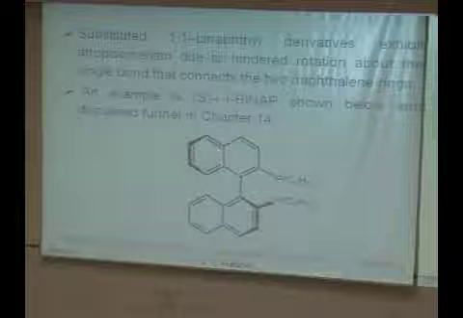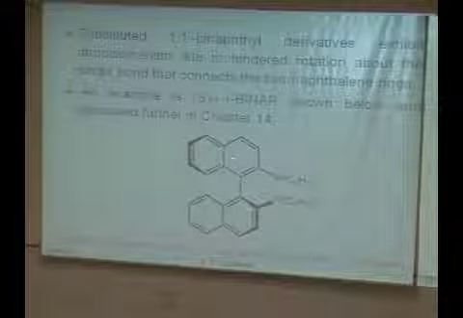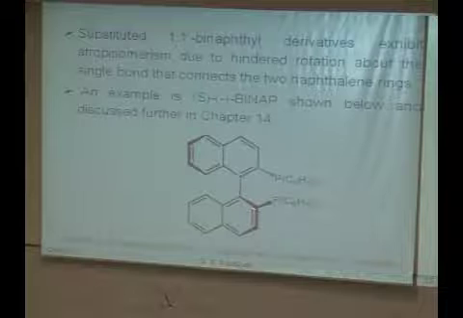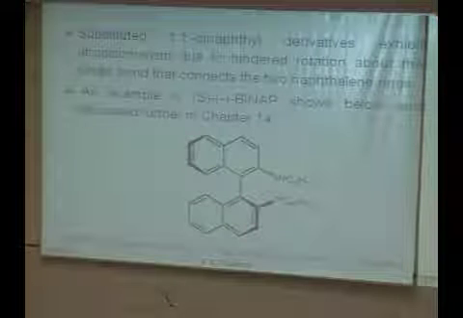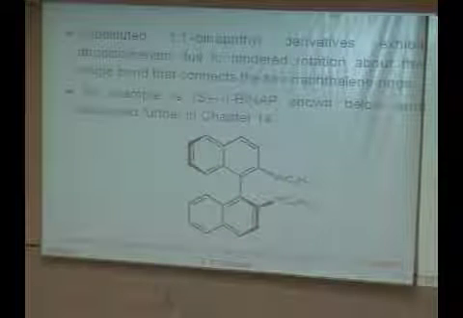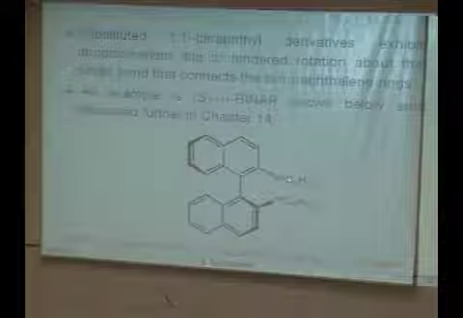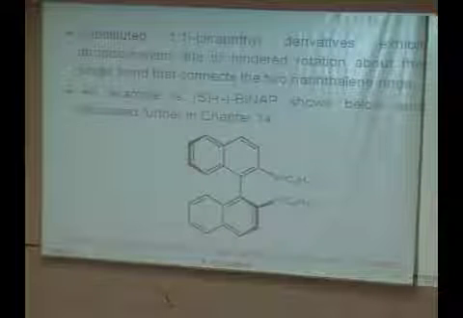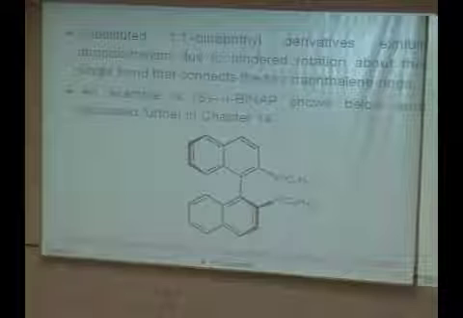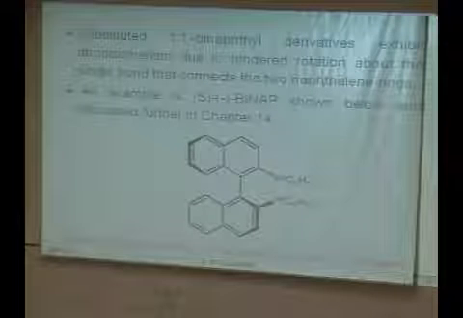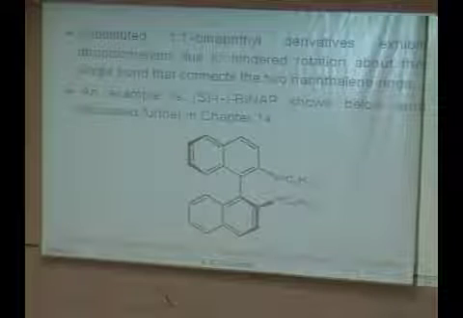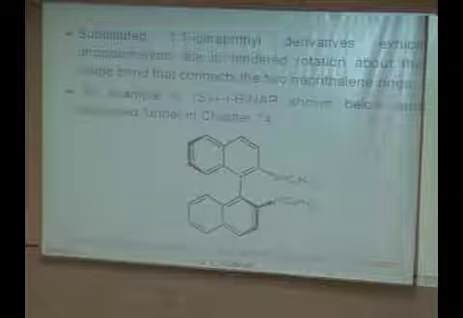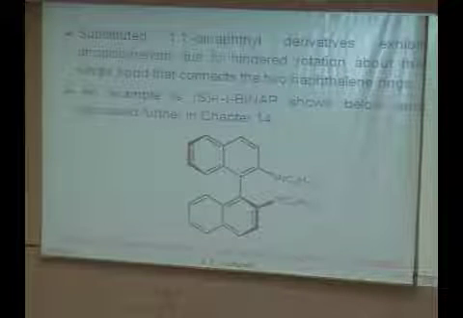Again, what you are having here is a naphthyl ring. This is a naphthyl ring. This is another naphthyl ring. So you have this ring and this ring attached via a C single bond C. When you are putting this diphenylphosphine group, which is huge, and another diphenylphosphine group, which is also big, these two groups will hinder the free rotation around the C-C single bond, and that is another example of atropisomerism.